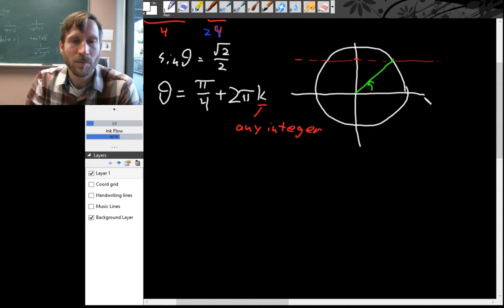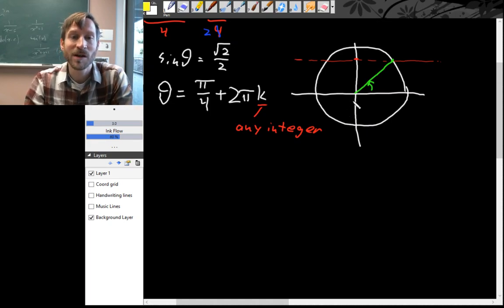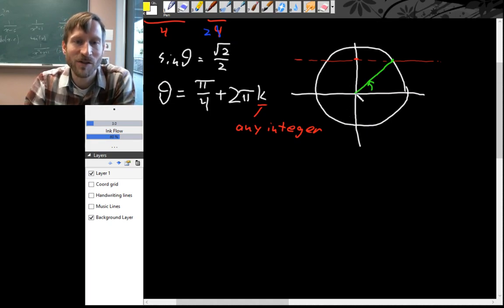Okay? But looking at our most important diagram, there's another terminal side for an angle that would put us at this y-coordinate. It's right here, this yellow one. So what angle is this? Well, because root 2 over 2 is such a familiar output for sine, you can probably just come up with this angle off the top of your head.